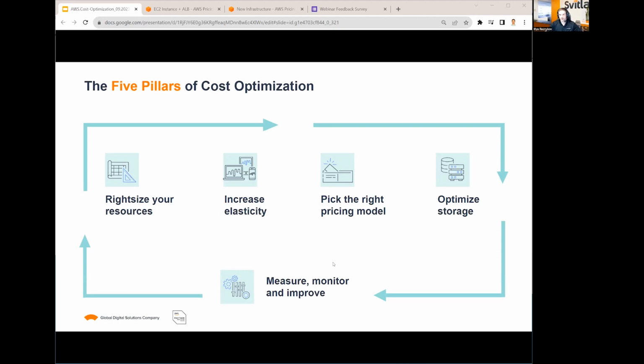The next pillar is storage optimization, and the fifth pillar is to measure, monitor, and improve, and based on these results, we see that this is a regular process. We need to repeat that, implement the principles, and keep them in mind on a regular basis. So it's not a one-time operation, a one-time event.